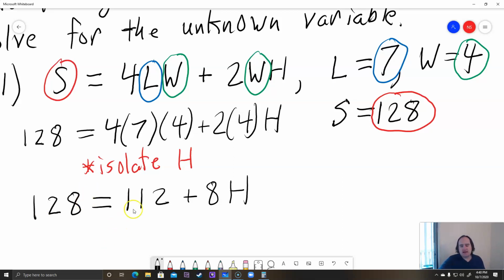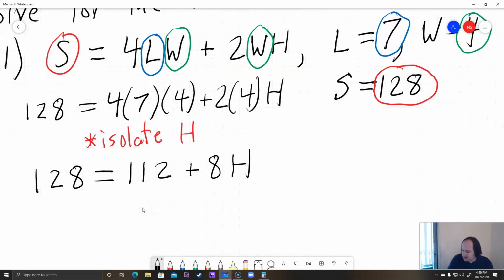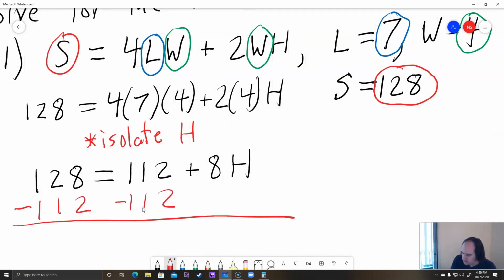Okay, and we want to isolate h. So to isolate h, the next step is to do our subtraction. So we want to get rid of this 112 on the right side. So we're going to do that by subtracting 112 from both sides. So if I minus 112 from both sides, then on the left side, 8 minus 2 is 6, and 2 minus 1 is 1. Okay, so we actually get 16 on the left side, and then on the right side, now we just have 8h.